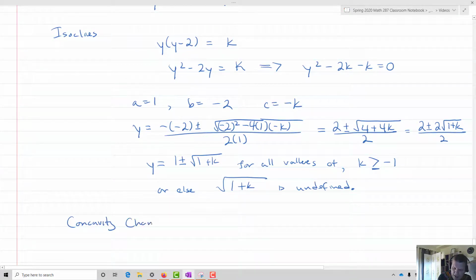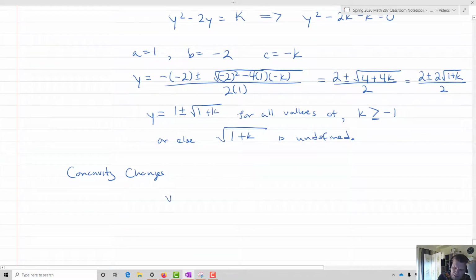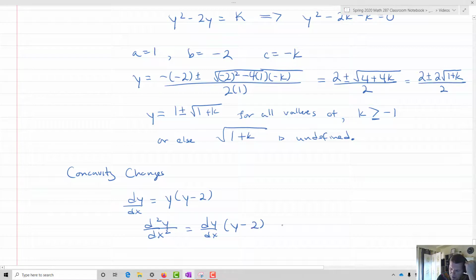In order to find our concavity changes, we're going to have to use implicit differentiation. So now we've got y times y minus 2 is our dy dx. And what we're going to do is take d squared y dx squared, and I'm going to utilize the chain rule. So that's going to be dy dx times y minus 2 plus y times dy dx, using our implicit differentiation.